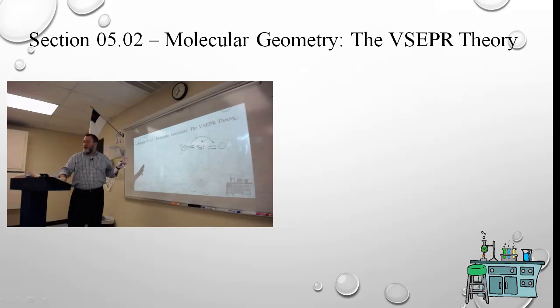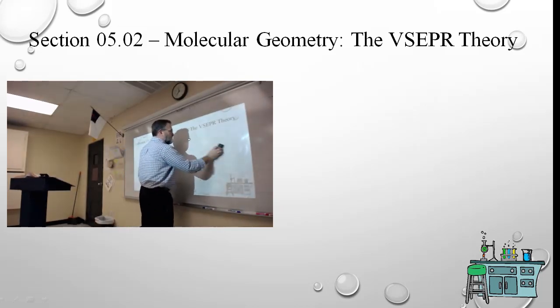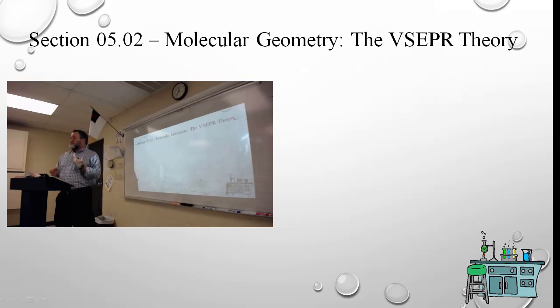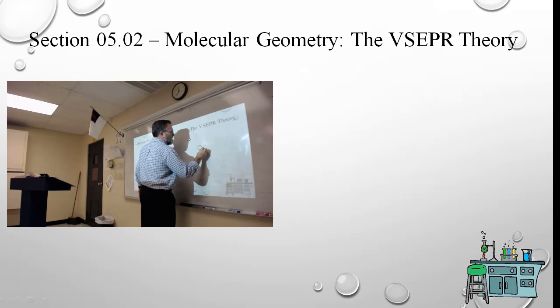Okay. Any questions on that one? Silicon dioxide. What's the shape and bond angle of an OCl2, an oxygen dichloride molecule? Okay, so what's going to be my central atom? OCl2. Oxygen's a 6A, chlorine's a 7A. Chlorine has 1 unbonded pair, oxygen has 2 unbonded pairs. Oxygen's my center. So I have an oxygen here.